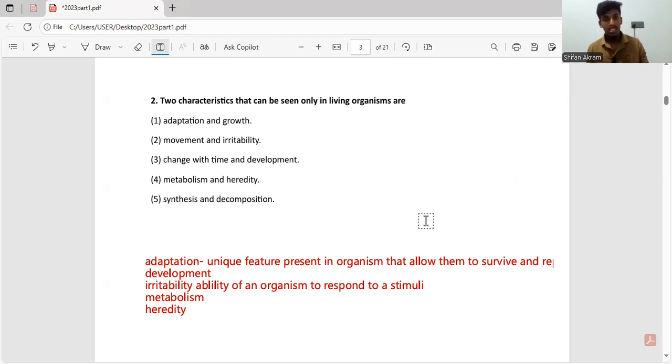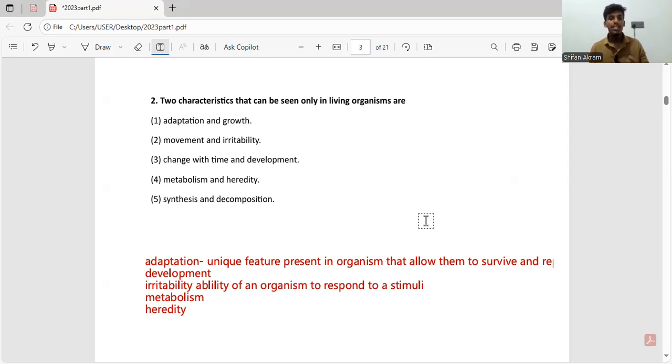So even though irritability is correct, movement is wrong. For that reason, we eliminate the second answer. Then we have change with time and development. Now development is the increase in the irreversible mass that occurs through the lifetime of an organism. Development is a characteristic of a living organism, which is correct. But what about change with time? If you take mountains, mountains change with time, right? If you take rock, a rock will change with time. So your fossil fuels change with time. So these are all non-living things. For that reason, we eliminate this answer.